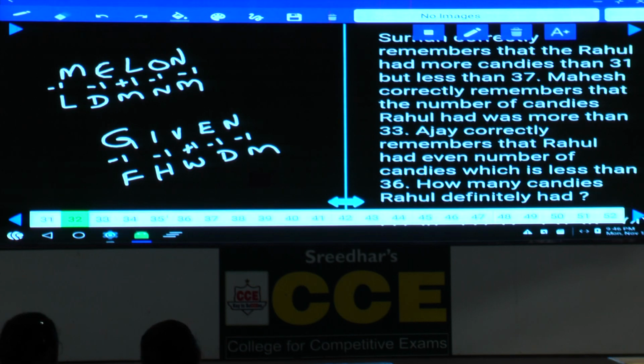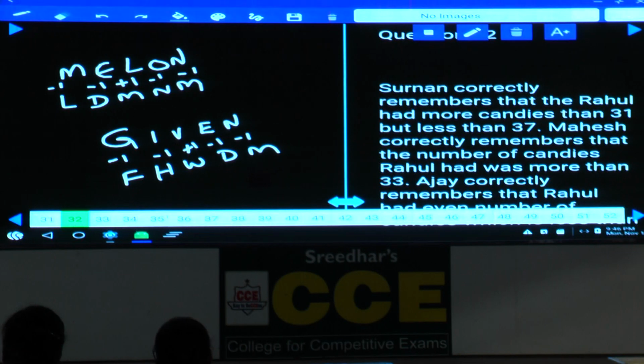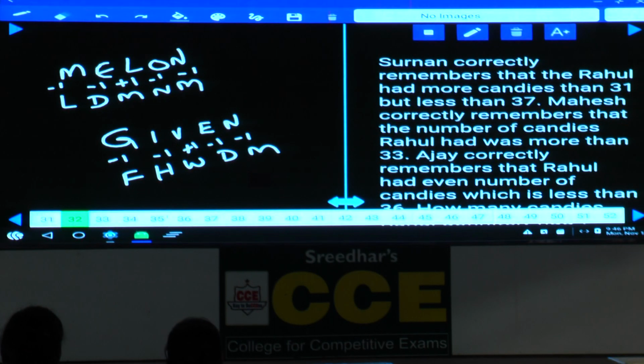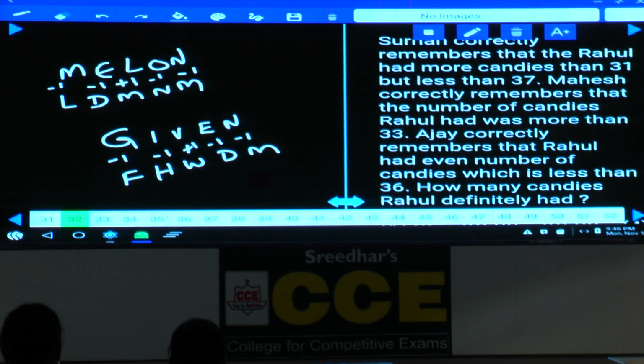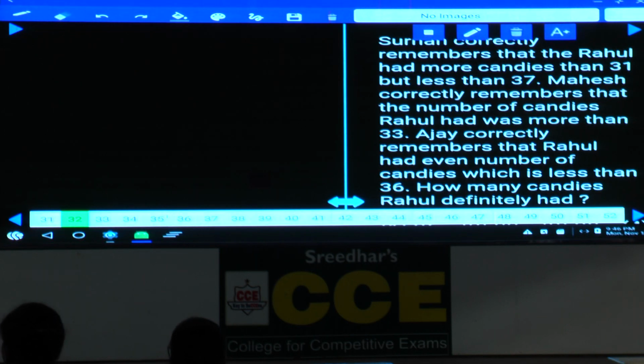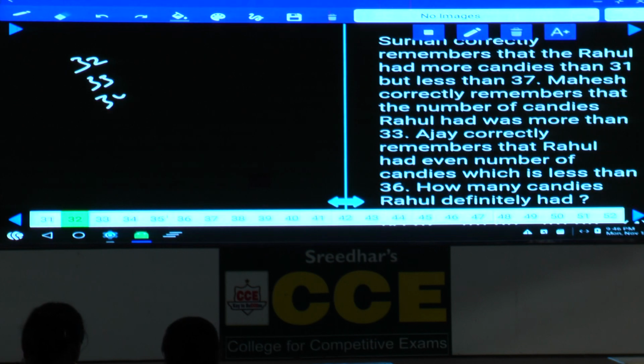Then coming to question number 32. Now, which category does this 32 come under? Sunan correctly remembers that Rahul had more candidates than 31 but less than 37. More than 31, less than 37, it could be 32, 33, 34, 35 and 36. Any one of these is fine.